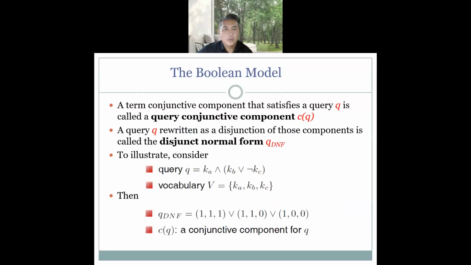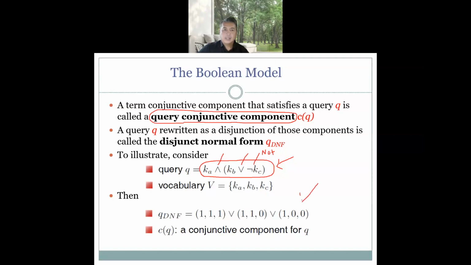Now we move on to this one. We know that the query conjunctive component will be like this. They are expressed using AND, OR, and NOT. So this is your AND, this is your OR, and this is NOT. So this is in the form of a query conjunctive component. Conjunctive means that the whole expression must be true in order for the query to be true.